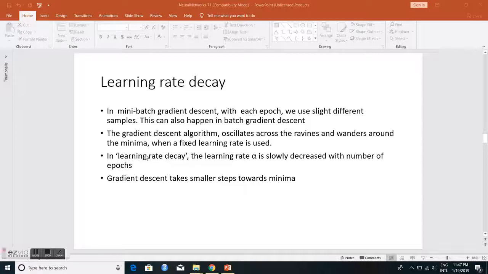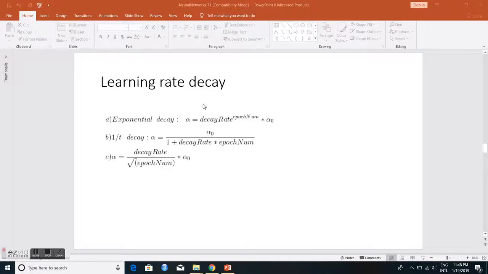So what learning rate decay does is that the learning rate alpha is slowly decreased with the number of iterations or number of epochs. If we use batch gradient descent, we decrease the learning rate with each iteration, and if we use mini batch gradient descent, we slowly decrease the learning rate with each epoch. And so as we approach the local minima, we take smaller and smaller steps. So essentially we will tend to converge into the minima. That is learning rate decay, and that is one technique of gradient descent optimization.